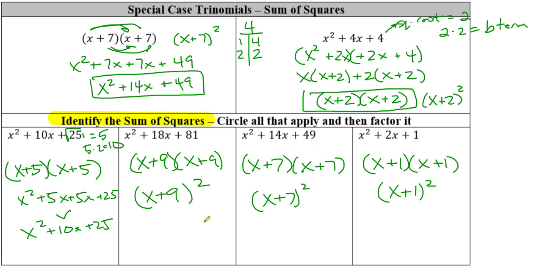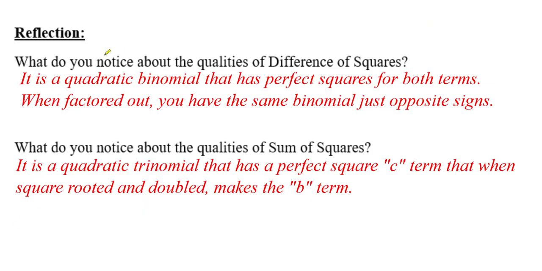All right, so last but not least, what do you notice about the qualities of difference of squares, and what do you notice about the qualities of sum of squares? I just basically wrote down what I said in the last example. So if you want, write this down. That way you have it in your notes when you're taking a look at it. You can go over it.